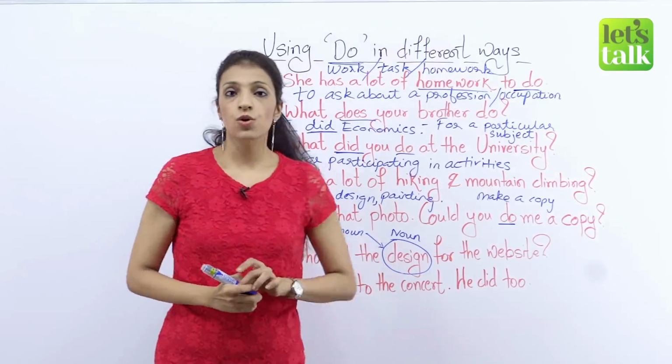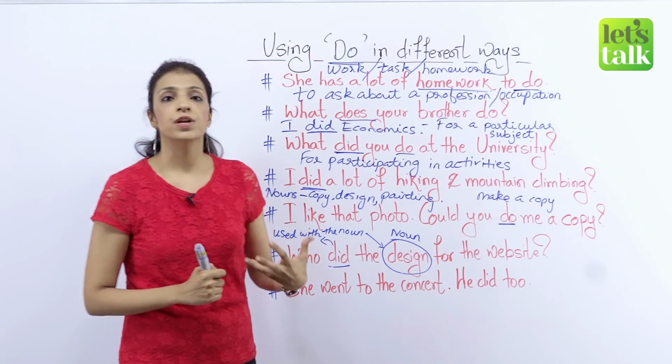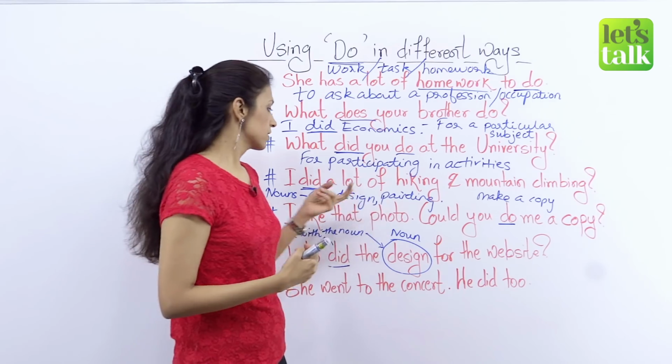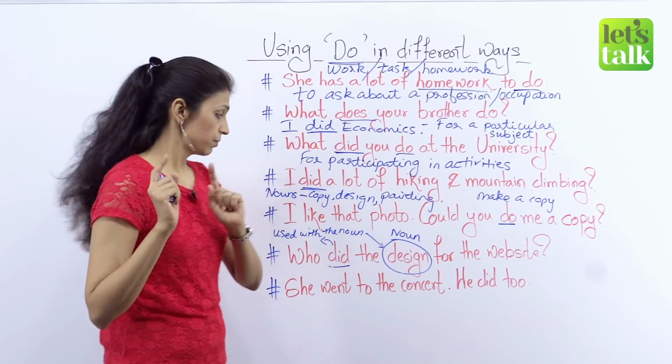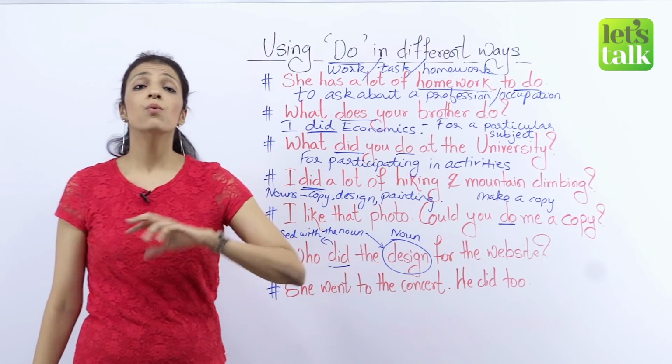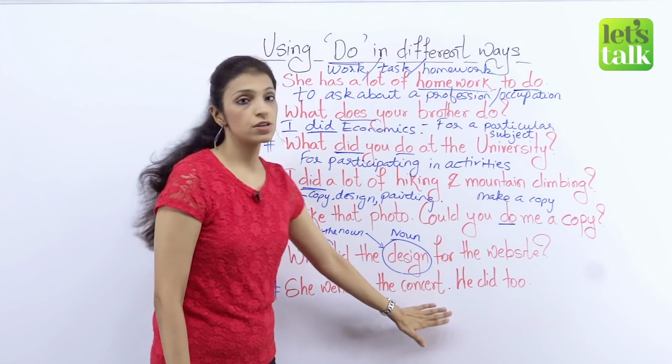Alright friends, so this is how do is used when you want to talk about or when you want to link it to nouns like design, painting and copy. Last example, she went to the concert. Okay, I'm telling you what my friend did. She went to the concert.